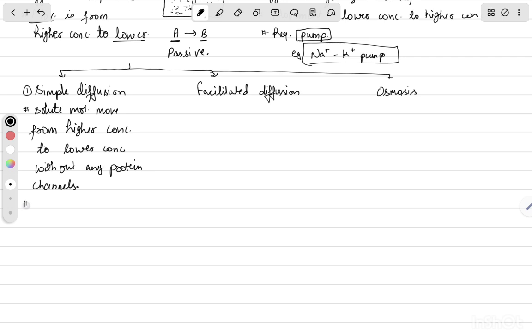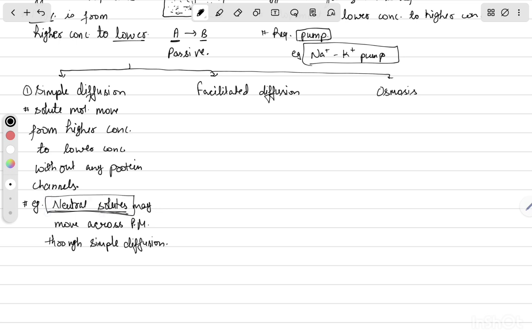Example, very important, neutral solutes may move across the plasma membrane through simple diffusion. Right? It is very important. Neutral solute means they do not have any charge. So neutral solutes may transport across the plasma membrane through simple diffusion.